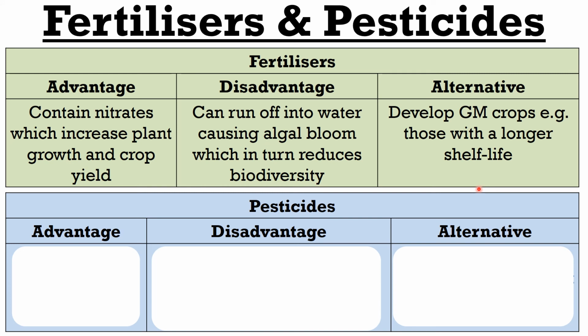And then for fertilizers, the alternative is to develop genetically modified crops. So those that would have perhaps a longer shelf life, or maybe they're more efficient at turning nitrate into amino acids or something like that, something that just results in more growth.